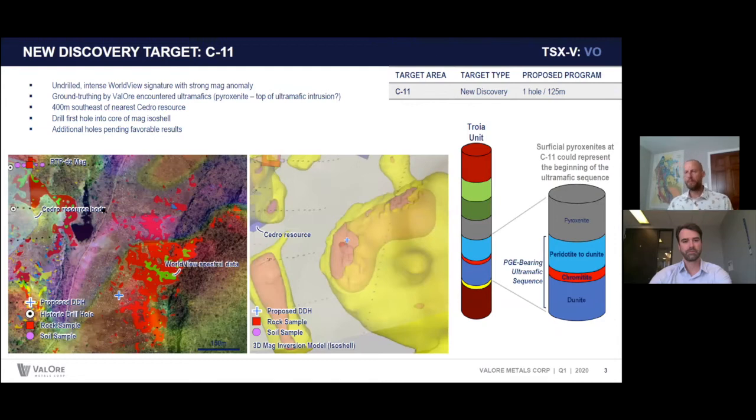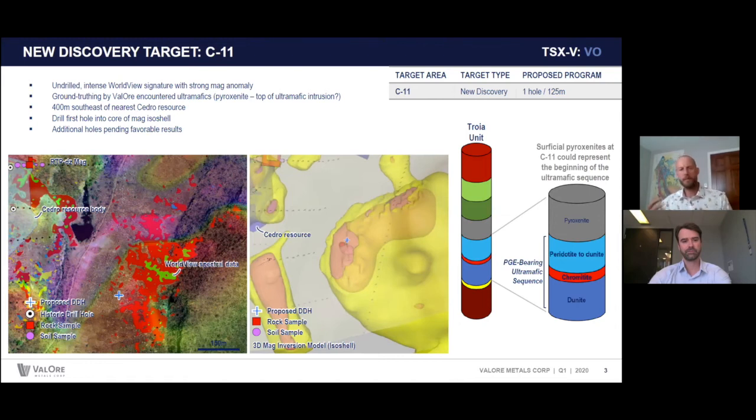And you see a lot of similarities here. This is a big area of mag high, as you can faintly see in the background there. The 3D inversion model is in the middle panel, which is modeling that 3D mag isoshell, basically at depth. And then, as I said before, you're getting the same sort of WorldView signature as you do at Cedro across the road here at C11.